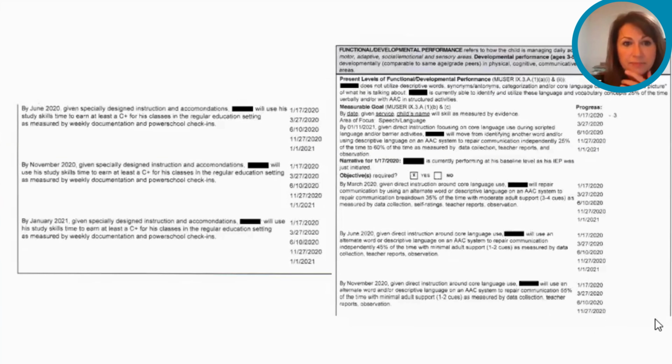And then here is a completed form. It's a little bit flip-flop, but looking at that functional development, you can see the present level of performance, where the student is performing currently. Underneath that is the measurable goal. This one is on speech and language. It's a little bit hard to read, but by January 1 of 2021, given direct instruction focusing on core language used during scripted language. Sorry, this is really small, Dylan. I need my readers on to read it. But you can read that measurable goal in the slide, and then the objectives underneath with the dates for the progress. So we're thinking about academics, number one, and secondly, functional and developmental goals as well. Feel free, if you have questions about that, to drop them in the chat box.